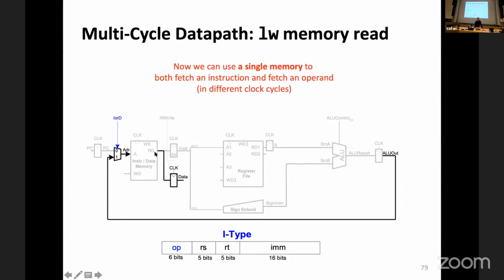So I add another register to latch the data that's coming out of the memory. And that's one clock cycle. So the beauty here is, as you can see, we can use a single memory to both fetch an instruction and fetch an operand, except we're doing it in different clock cycles. Okay, we're not done yet.